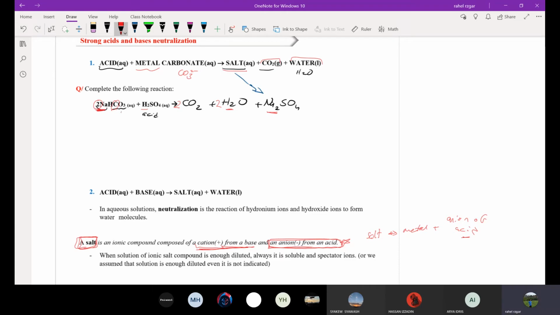2 oxygens, 2 times 3 on the NaHCO3, 2 times 3, 6. 4 here, 10. Here, 2 oxygens here, 4. 2 here, 6. Another 4, 10. So it is already balanced.